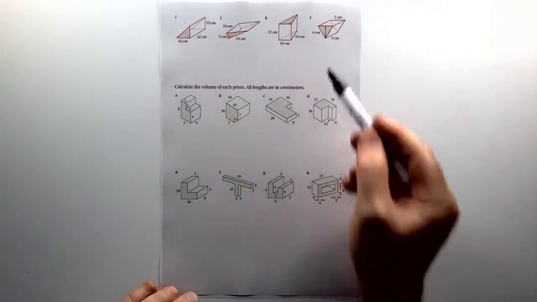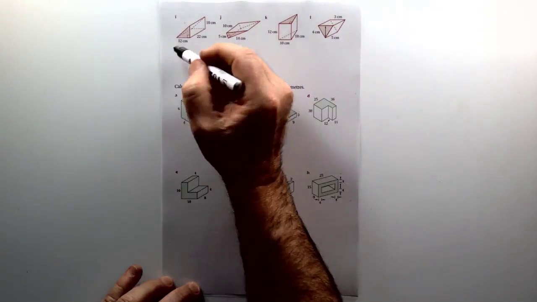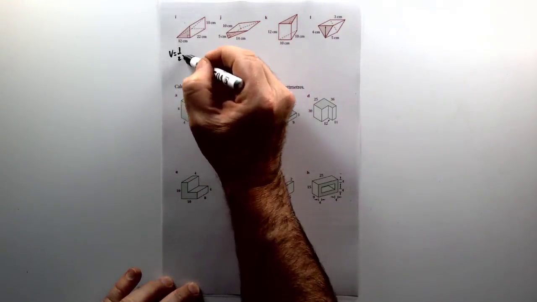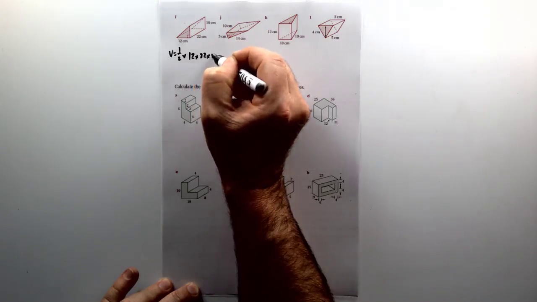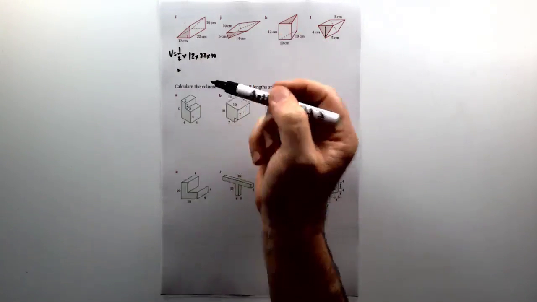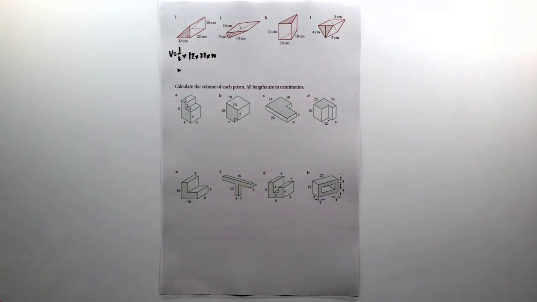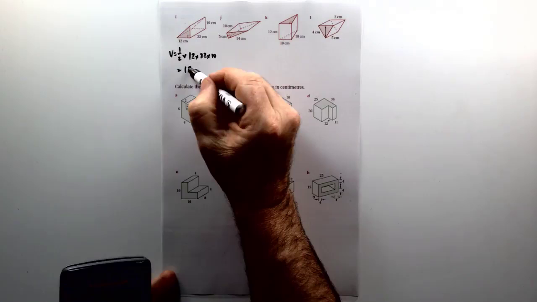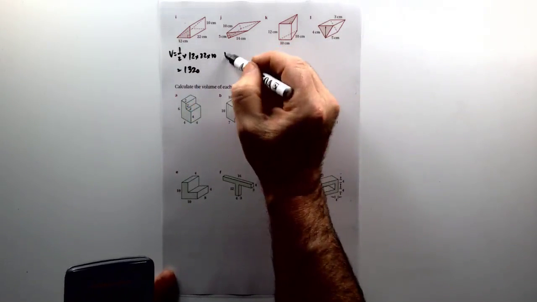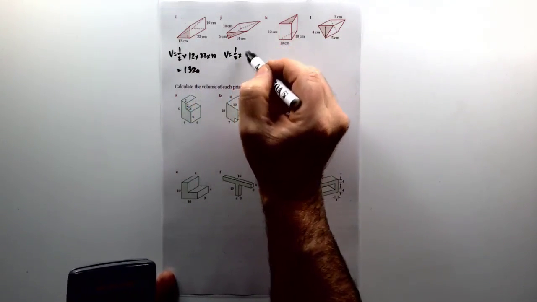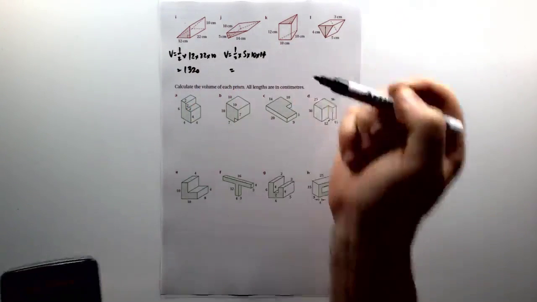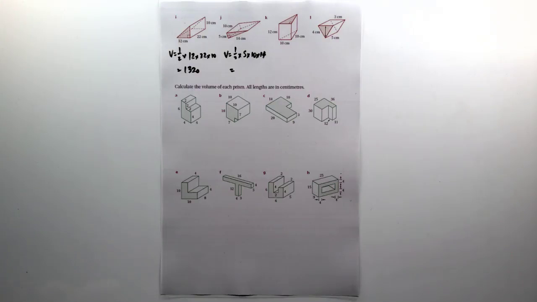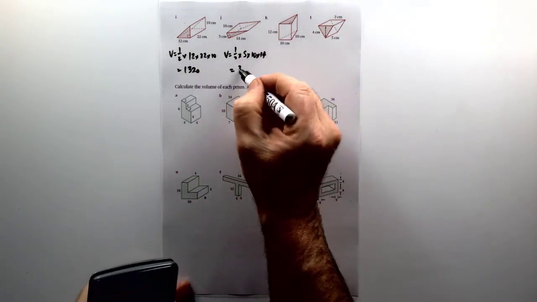Now, a shortcut for any of these triangular prisms is simply to go a half times and then multiply the three dimensions together. If we do that, I might go to the calculator, so it's 1320. Again, the next one, just half times and then multiply the three together in any order. It doesn't make any difference. So 350.